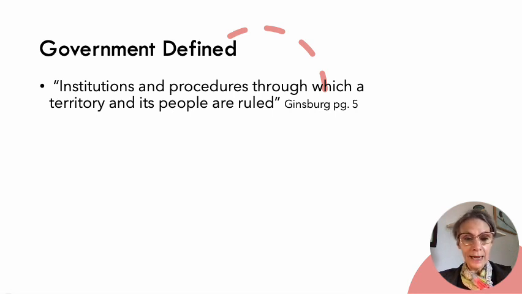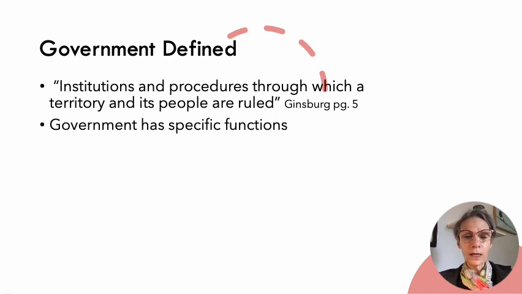Now, when we get to the second unit in this class, that is when we're going to dig into learning about the actual institutions and procedures of American government. It's where you're going to learn about Congress, the House of Representatives and the Senate, about the presidency and the executive branch, and also the federal judiciary. So this is a class that's dedicated to learning about federal government, but states have governments, cities have governments, counties have governments as well. Now, regardless of how large or small a government is, or how many people it rules over, or the size of its territory, governments share specific functions.